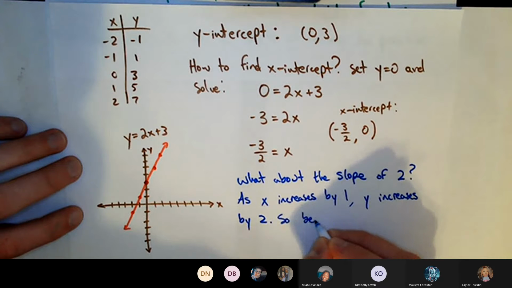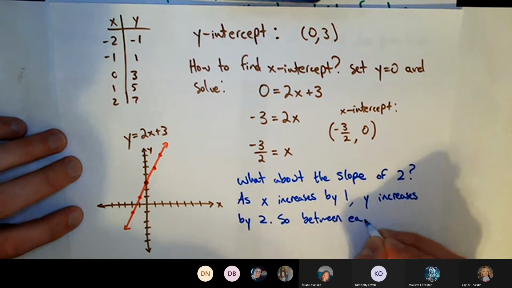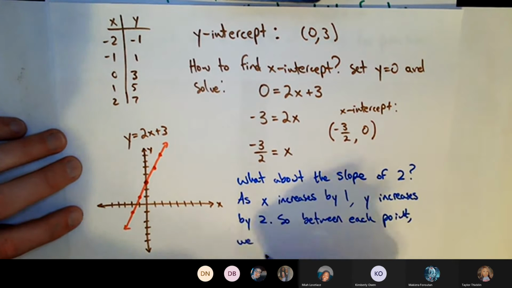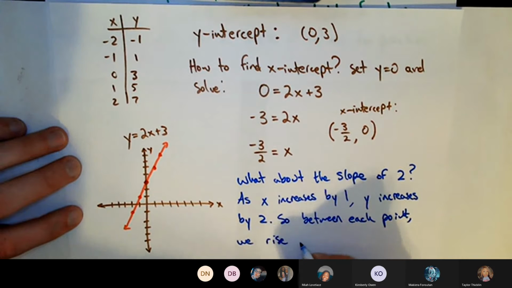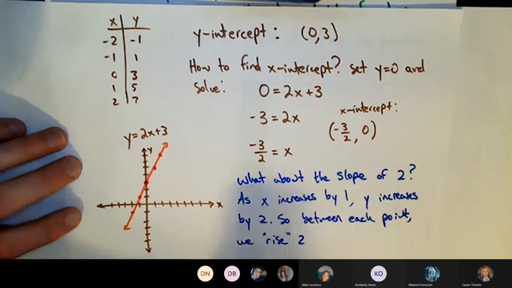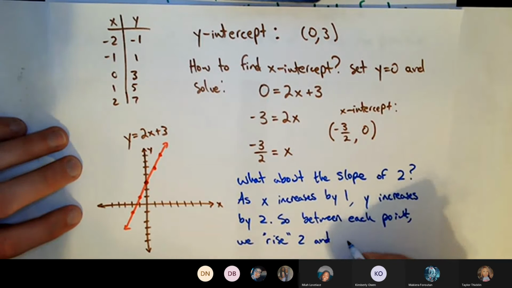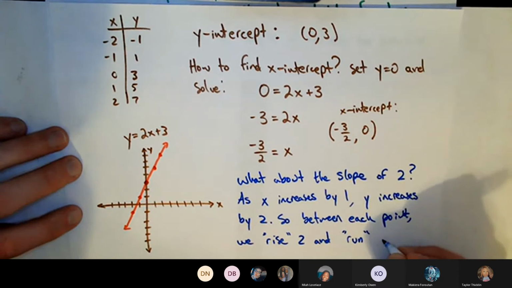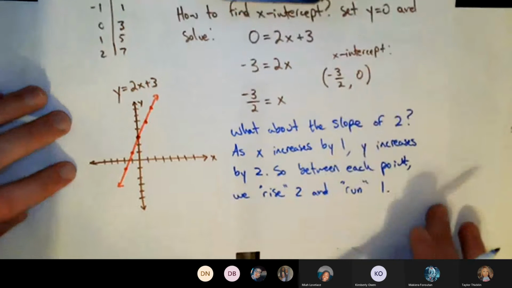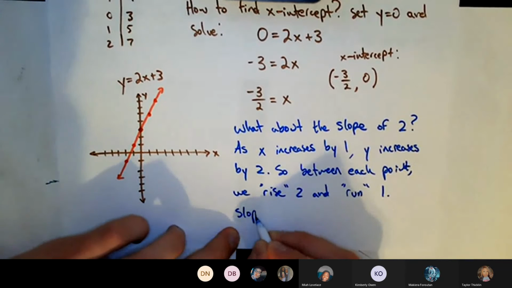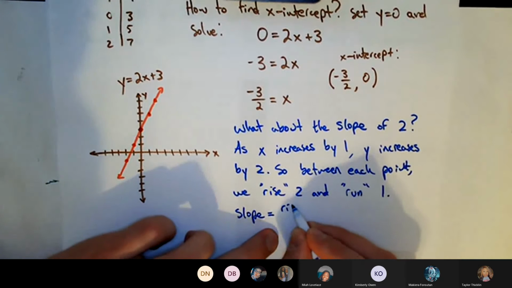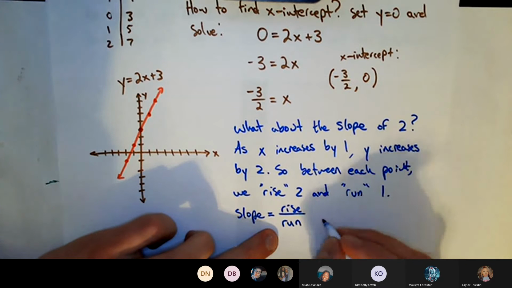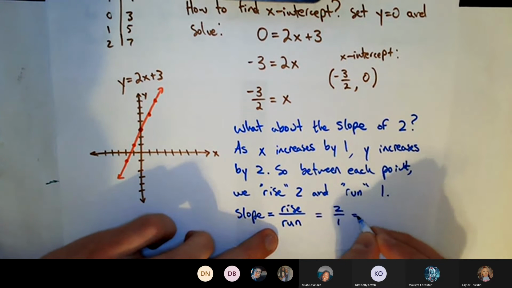So between each point, we rise, so rise in quotes, like moving up 2, and we run, so moving left to right, in this case right, by 1. And slope is equal to rise over run, right? The difference in the y values over the difference in the x values, rise over run, which we're getting here as 2 over 1, which is equal to 2.